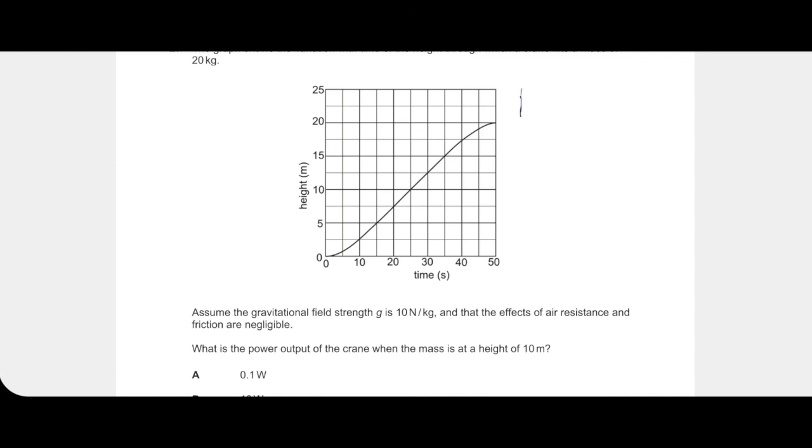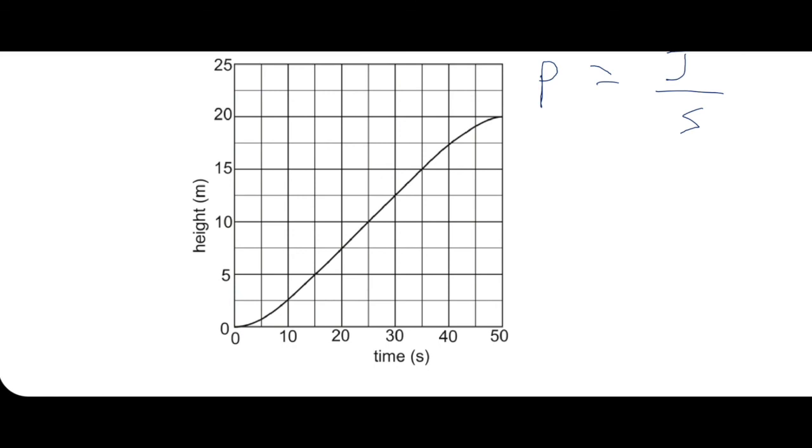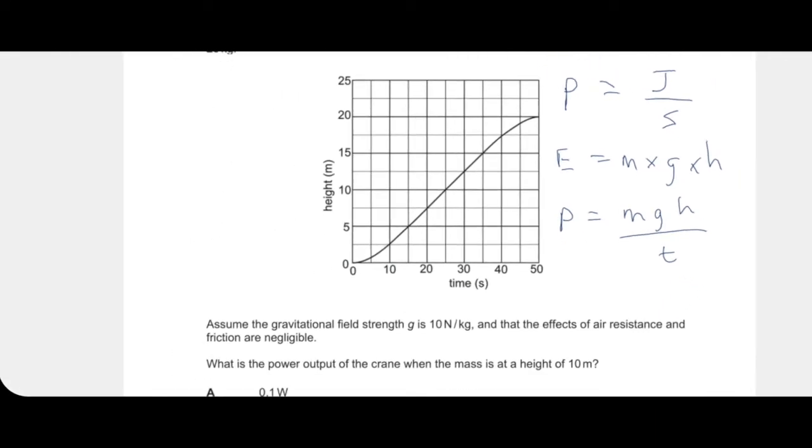So the first equation is power is equal to joules over time, as power is the amount of energy per second. But also we're going to need the equation energy, which is joules, is equal to mass times gravitational field strength times height. And we can substitute the second equation into the top equation. P is equal to mgh over time. And for consistency's sake, I will leave it as that.